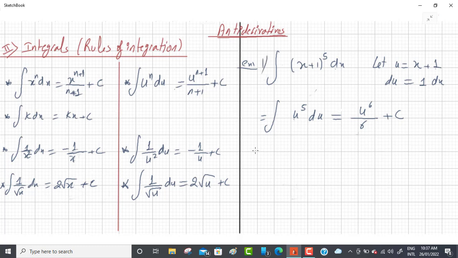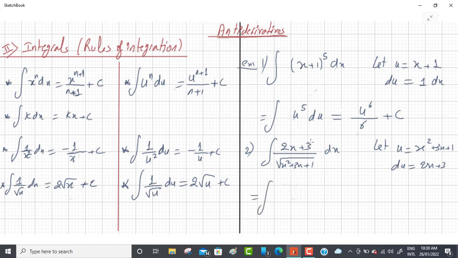Another example, the antiderivative of (2x plus 3) over radical of (x squared plus 3x plus 1) dx. Let u equal the biggest factor, and in this case u is what's inside the radical, so it's x squared plus 3x plus 1. du, its derivative, is 2x plus 3.